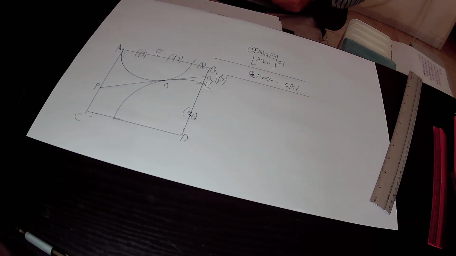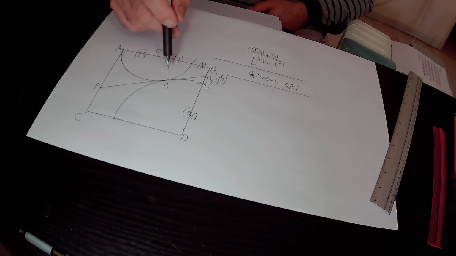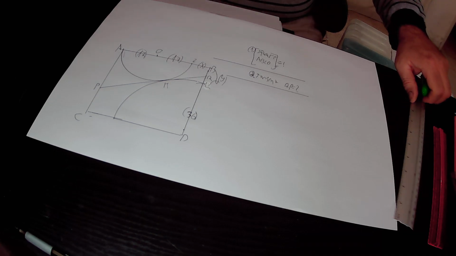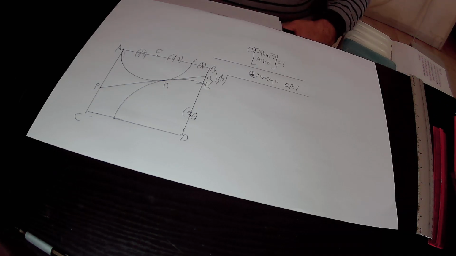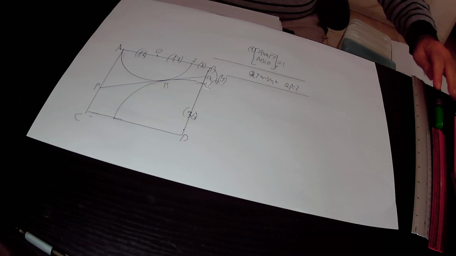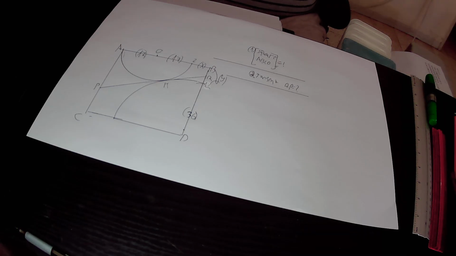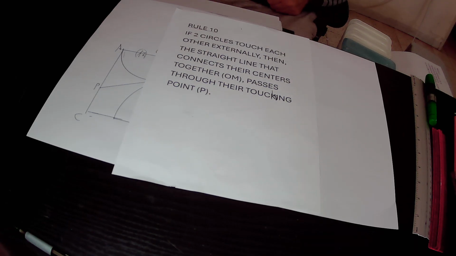Here we can implement rule 10 in our drawing, because we have an external touching between the semicircle and the quarter circle at point K. And whenever you have an external touching between two circles or semicircles, you can implement rule 10. So I pick quickly rule 10. According to rule 10, if two circles touch each other externally, then the straight line that connects the circles' centers passes through their touching point.